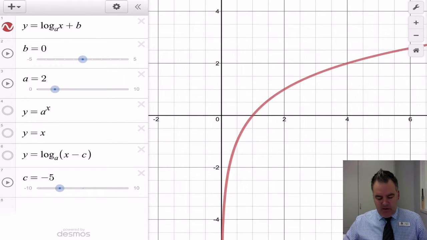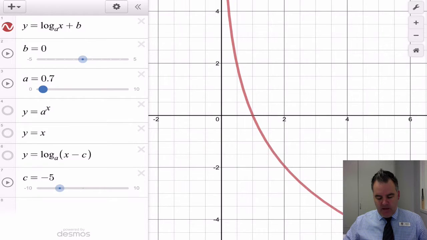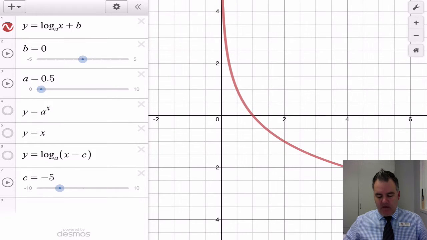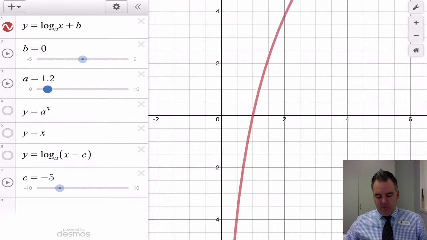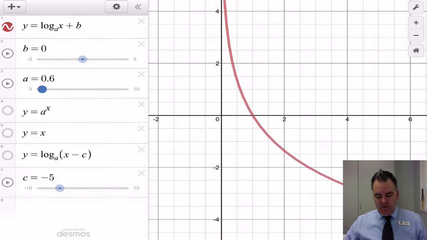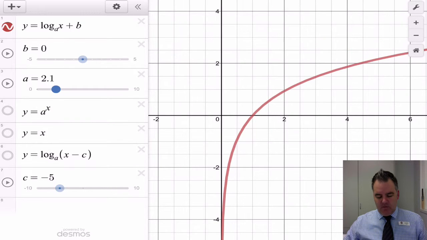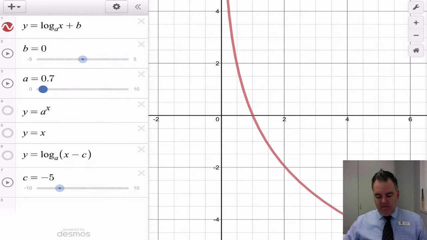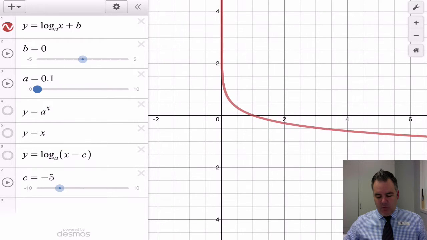So here it is. Here's 2 to the x, 1.3, 1.2, 1.1, 1 to the power of x, which is boring. And here we go on the other side. So there is log base a half of x. You can see we've got that flip, that same thing going on as we had for the exponential graphs. So there's a half to the power of x, there's 2 to the power of x over there like that. Okay, 0.7, 0.6, 0.5, 0.4, 0.3, 0.2, 0.1.